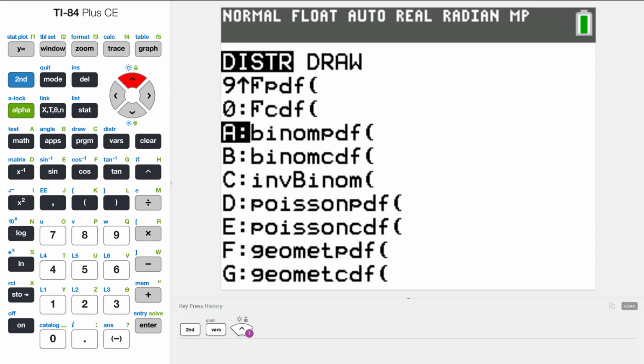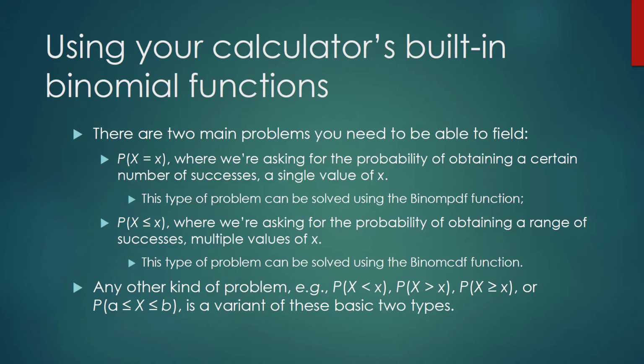Now take a look at this. The key takeaway from this slide right here is that if you are asked to calculate the probability associated with a single value of the random variable x, you're going to be using a binom PDF. P as in Peter, as in probability, well, yeah, probability density function. So if it's a single value of x, it's a PDF. If it's more than one value of x, it's a CDF. And so as long as you understand that, then the rest of this is actually pretty straightforward.